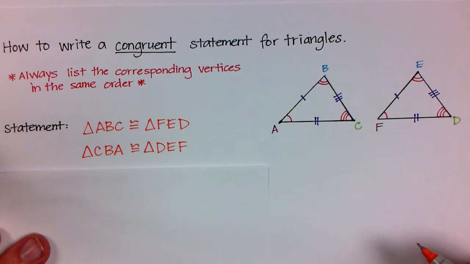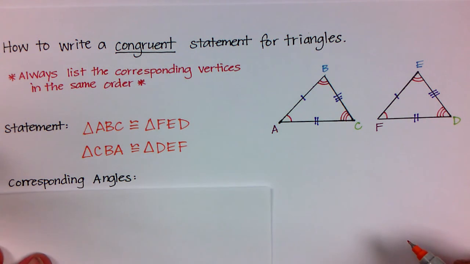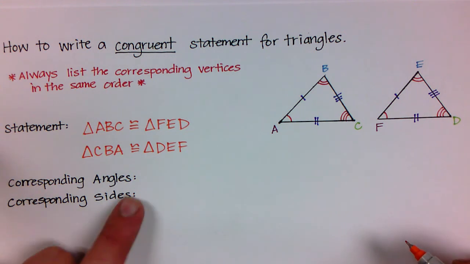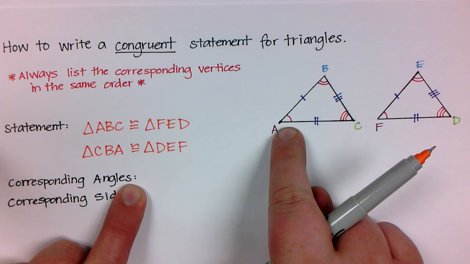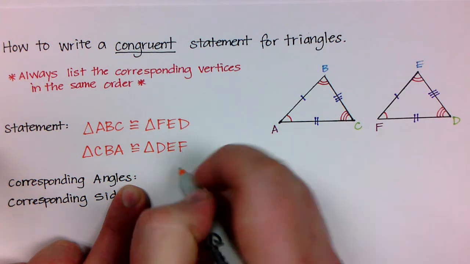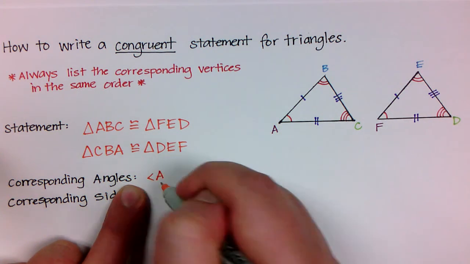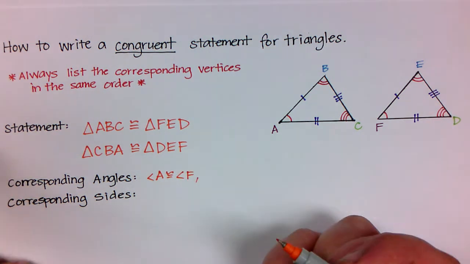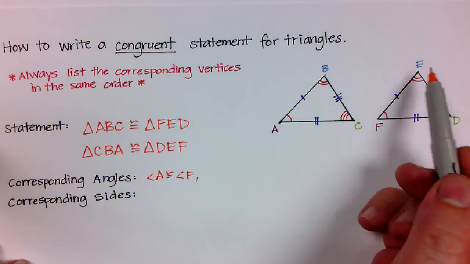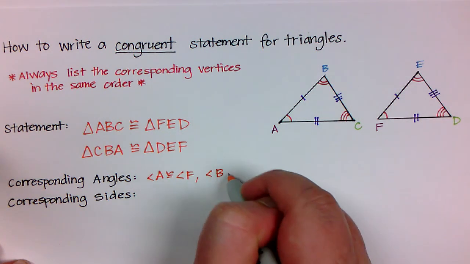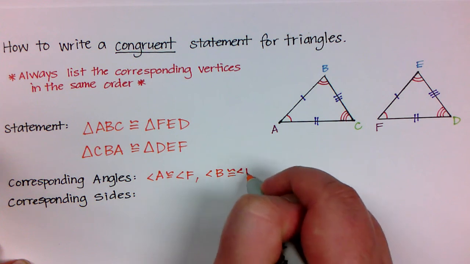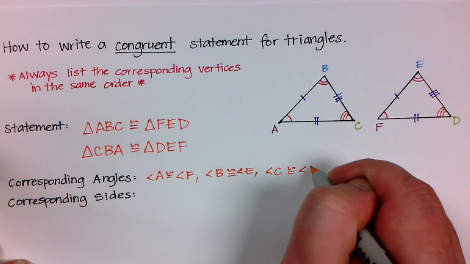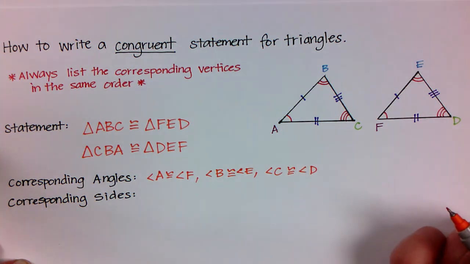Now, some other things that we need to list are its corresponding angles and also its corresponding sides. So the first thing that we see for corresponding angles is that A corresponds to F, which means that angle A is congruent to angle F. That's what that marking means. Also, angle B is congruent to angle E, and angle C is congruent to angle D. So that's it for our corresponding angles.